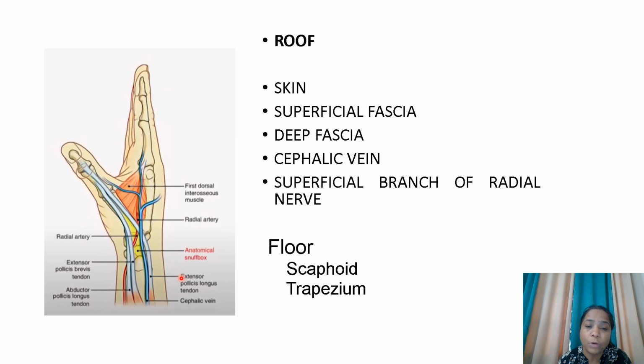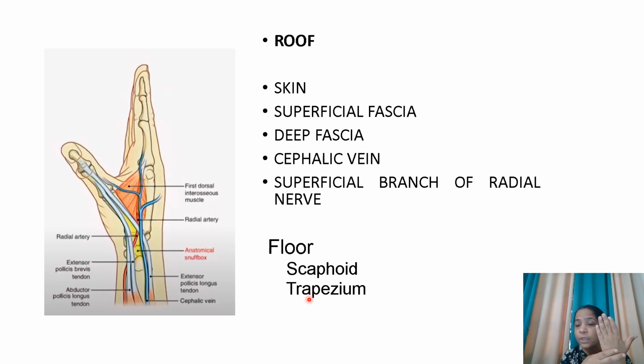If you see the floor, how is the floor formed? In the floor you will find two carpal bones. One is known as scaphoid and the other is trapezium. In general, we have 8 carpal bones at the level of the wrist. 4 are situated in the proximal row and 4 are situated in the distal row. Scaphoid and trapezium are situated on the lateral side. Suppose this is the region of the carpal.